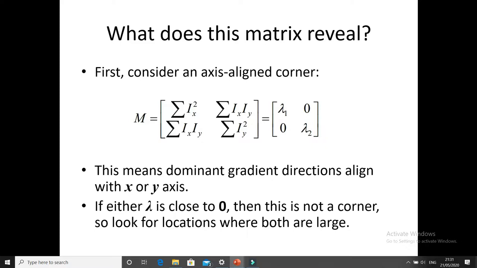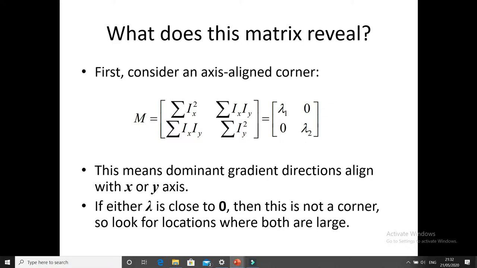It wouldn't be a full rank matrix if lambda 1 or lambda 2 is 0. For example, if Iy squared were 0 and there is no gradient in the y direction, only in the horizontal direction, then this matrix would only have one of these values, either lambda 1 or lambda 2. Probably this is not really a good corner, because we only have gradient in the horizontal direction, not in the vertical direction. If lambda 2 is 0 and we have only lambda 1, we have gradient in only one direction, the x direction, not the y direction.